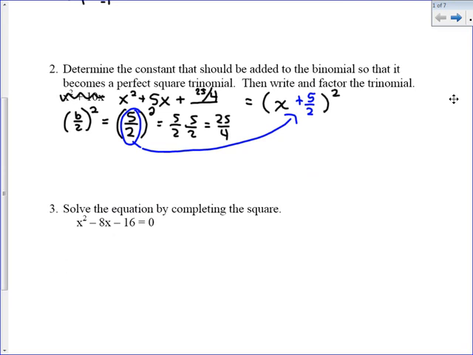Any other questions? So what I'm really looking for is this right here, but somewhere in your work you have to show me that the number that finished the trinomial was 25/4. Emily? No, if you FOIL it, you're just going to get back this right here, because the final direction was factor, so we don't want to undo that. Any other questions?